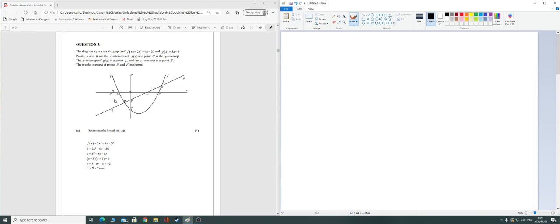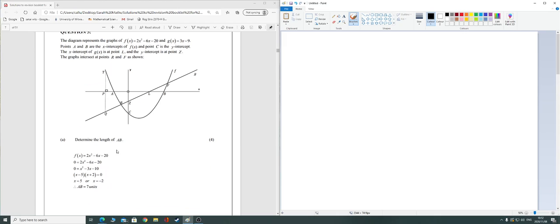Okay, so it says here the diagram represents the graph of f(x) and g(x). Points A and B are the x-intercepts of f(x), and point C is the y-intercept. The x-intercept of g(x) is at point L, and the y-intercept is at point Z. The graphs intersect at points R and F as shown. So it wants us to determine the length of AB.